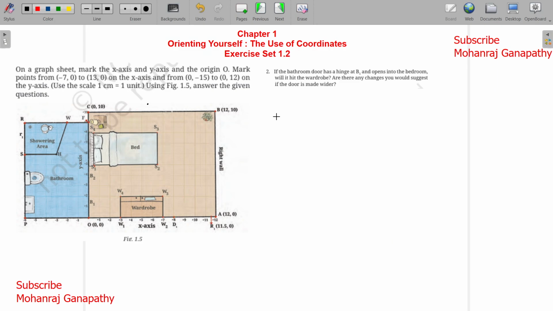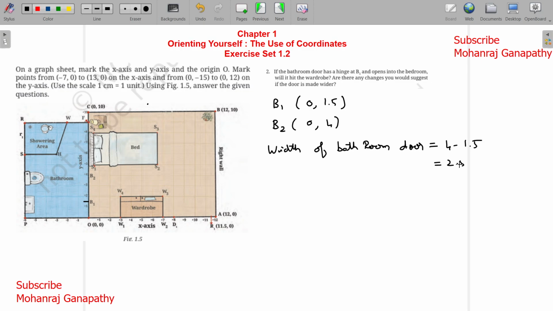Second sum. If the bathroom door has a hinge at B1 and opens into the bedroom, will it hit the wardrobe? So what is the coordinate of B1? B1 is 0, 1.5. What about B2? It is 0, 4. What is the width of the bathroom door? 4 minus 1.5, which is equal to 2.5 units. So this particular distance is 2.5.